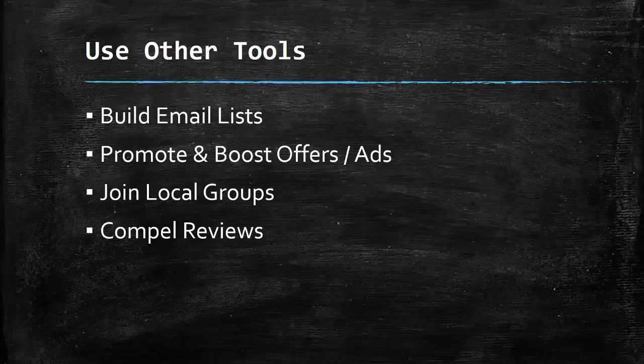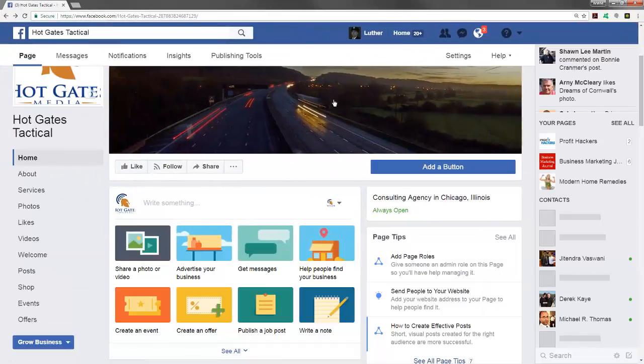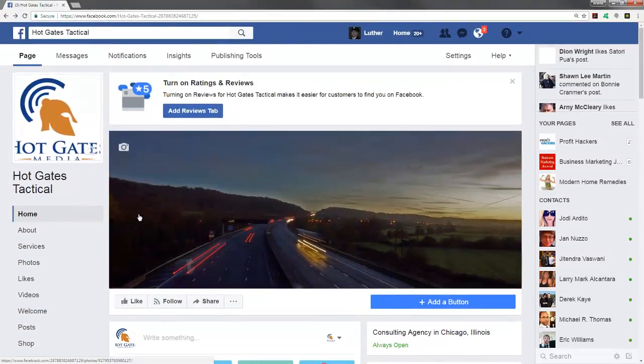Now, what I want to do next is walk you through a couple of these components. The first one is setting up Place Tips. So let me bring in my little page here, Hotgates Tactical. I set this up as a local agency, so it's a local business, and I defined an address, and I'll show you that in a second.